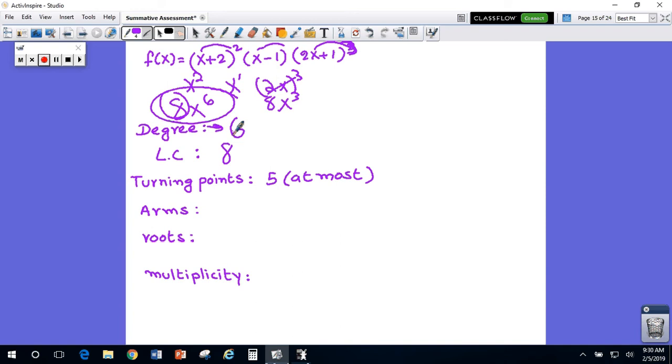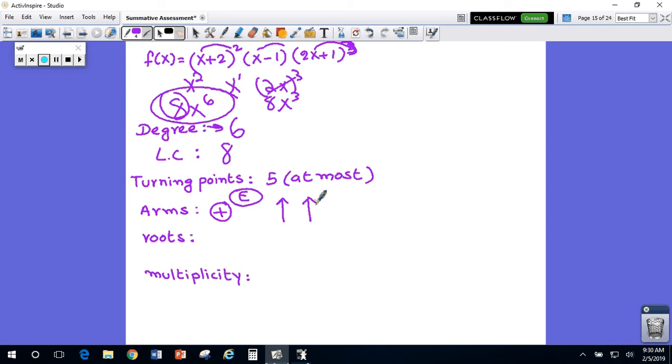And what about the arms? That is the behavior of the function, end behavior. So it is 6 and positive. Yeah, that is even, right? Even, and the leading coefficient is positive. So leading coefficient positive, exponent is even. You remember this? Yeah. So arms look like what? Both arms go up.